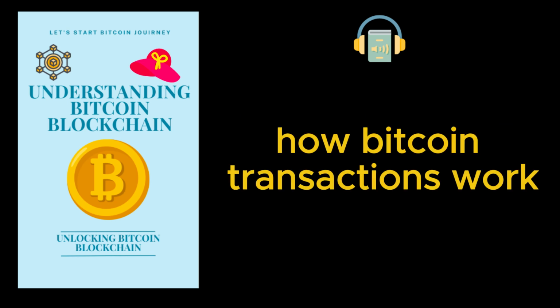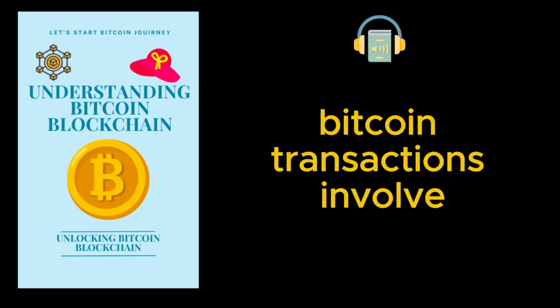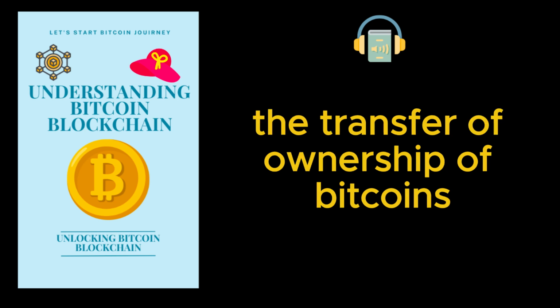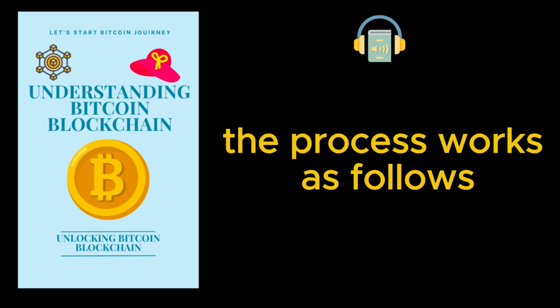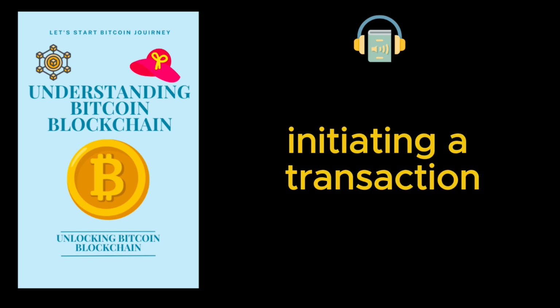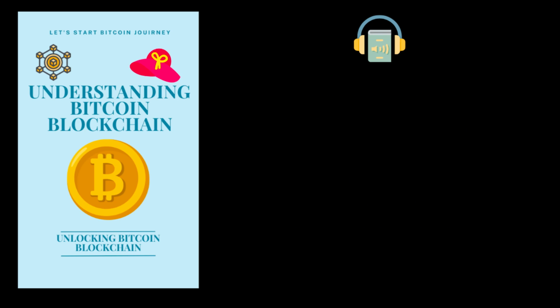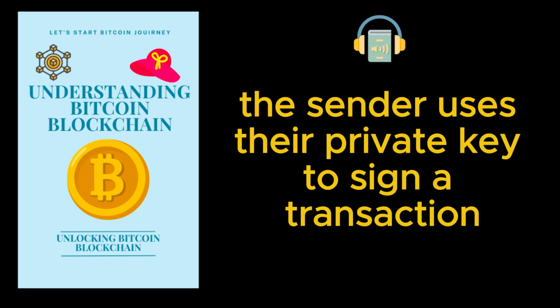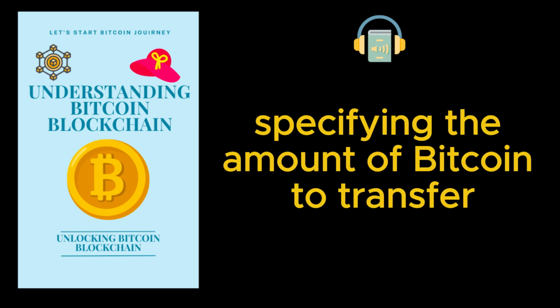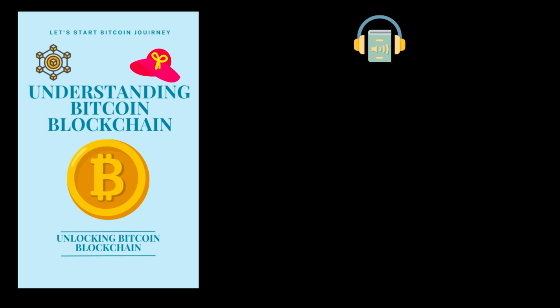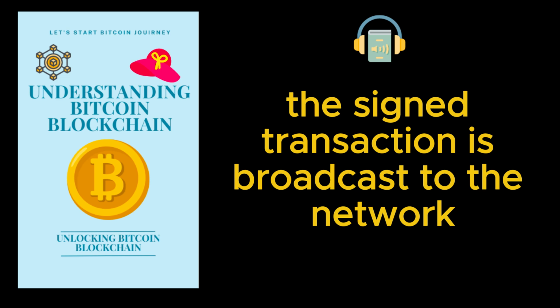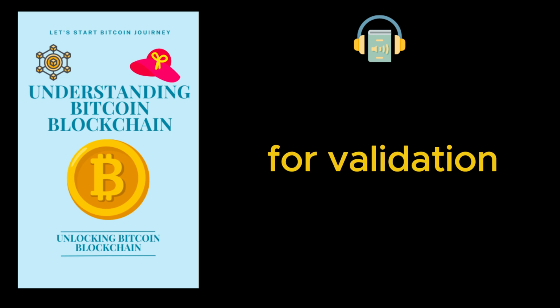How Bitcoin transactions work. Bitcoin transactions involve the transfer of ownership of bitcoins from one user to another. The process works as follows. Initiating a transaction. The sender uses their private key to sign a transaction, specifying the amount of Bitcoin to transfer and the recipient's public address. The signed transaction is broadcast to the network for validation.